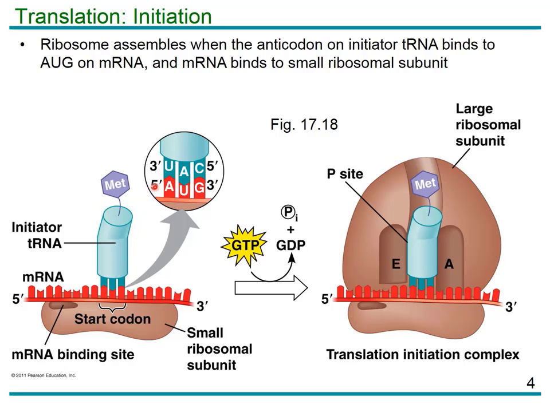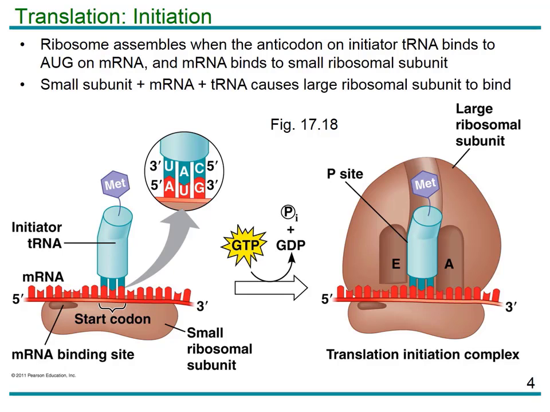Remember, our start codon is a sequence AUG, going from the 5' end to the 3' end of the mRNA. So the anticodon on the initiator tRNA goes from the 3' end to the 5' end with the sequence UAC. So this initiator tRNA binds to the start codon. That complex binds to the small ribosomal subunit. And then the small subunit plus the mRNA plus the tRNA all together are going to cause the large ribosomal subunit to bind as well. And so now we've completely assembled our ribosome.